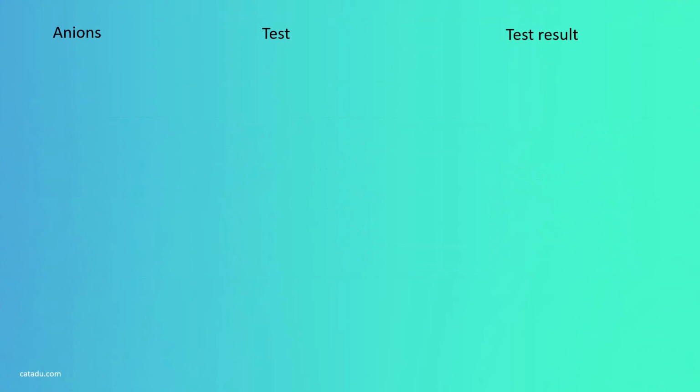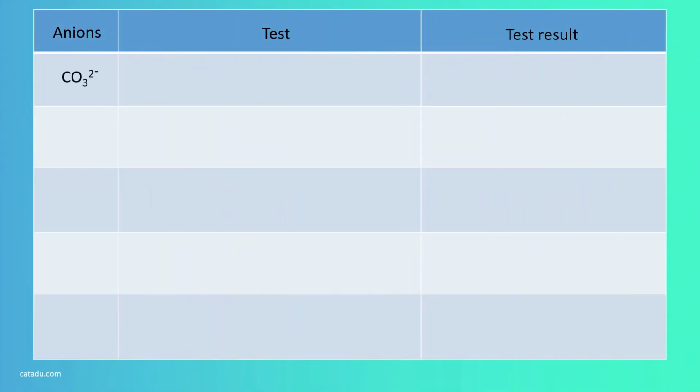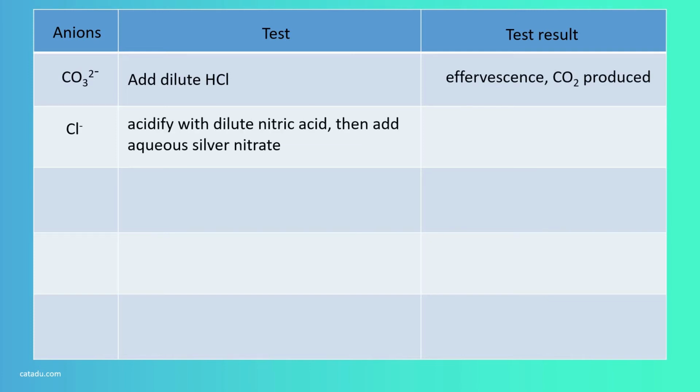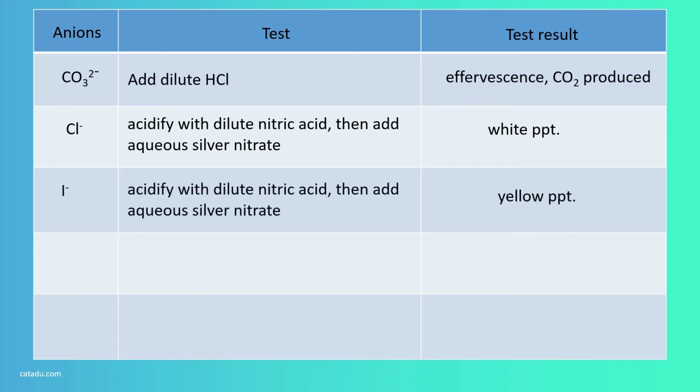Anions test and test result. Carbonate, here if you add dilute hydrochloric acid, effervescence of carbon dioxide, that turns lime water milky. For the chloride ion, acidify with dilute nitric acid, then silver nitrate, white precipitate. Iodide is similar but the observation is a yellow precipitate.